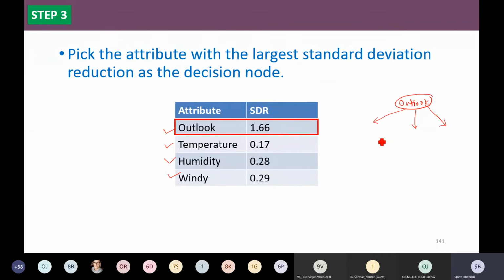Once again, on similar lines, outlook has 3 different values, so we will have 3 different branches under this outlook. And we are going to see next what we are going to do. Have you understood till this point? The algorithm is similar for a regression tree, the only difference is the parameters that we make use of.